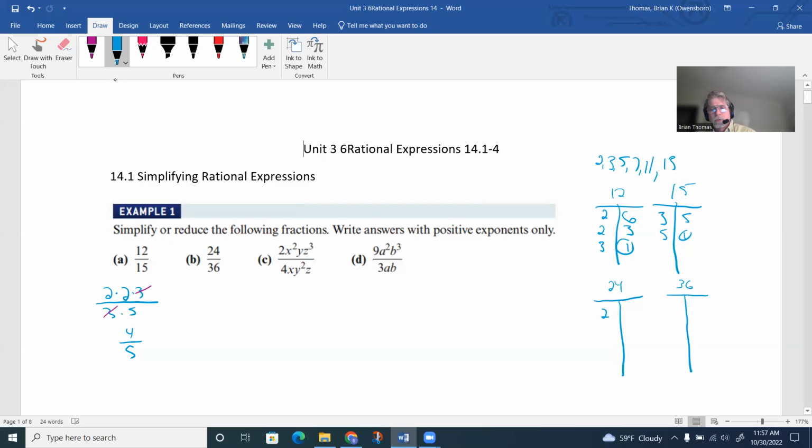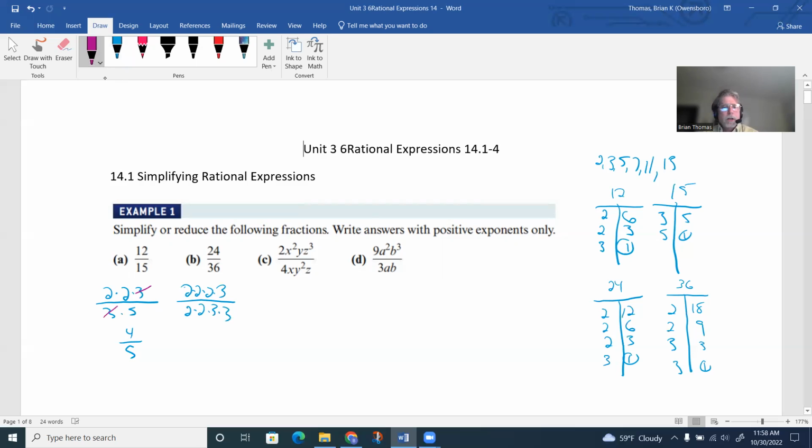2 goes into 24 12 times. 2 does go into 12 6 times. 2 does go into 6 3 times. And 3 does go into 3 one time. 2 does go into 36 18 times. 2 does go into 18 9 times. 3 goes into 9 3 times. And 3 goes into 3 one time. So if we break it down into a factorization, we have 2 times 2 times 2 times 3 in the numerator, and 2 times 2 times 3 times 3 in the denominator.